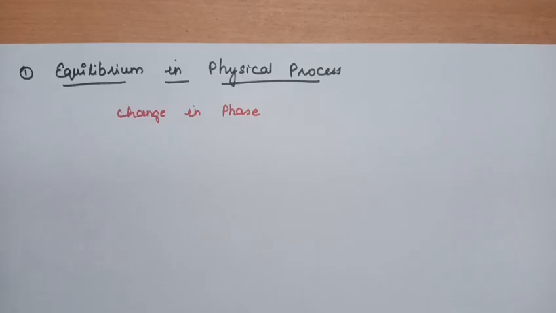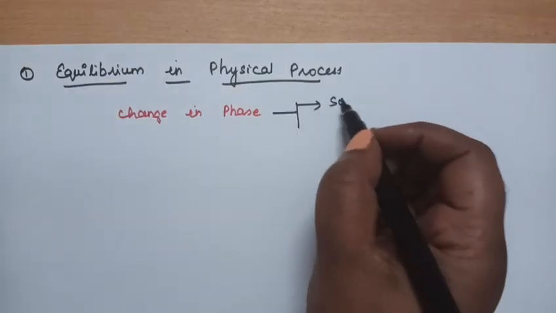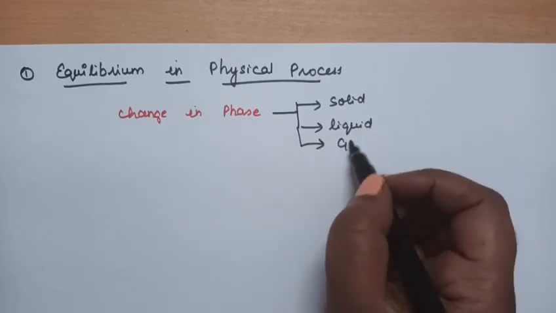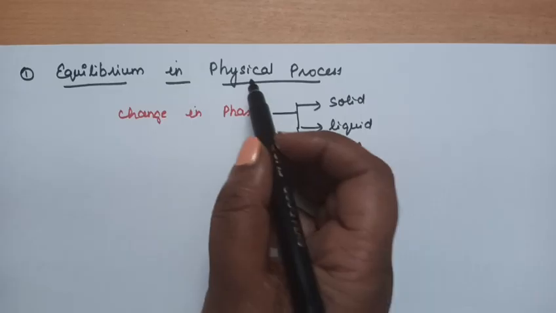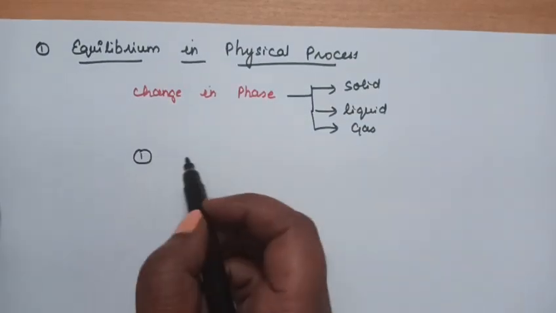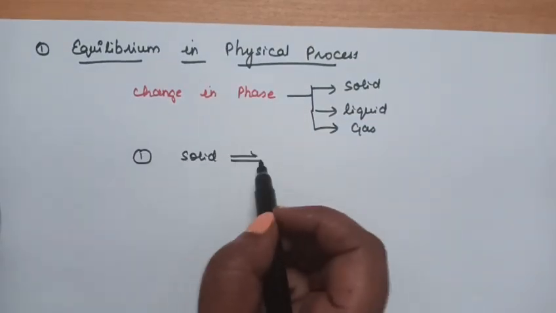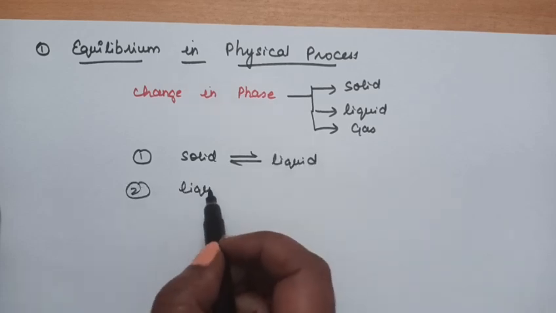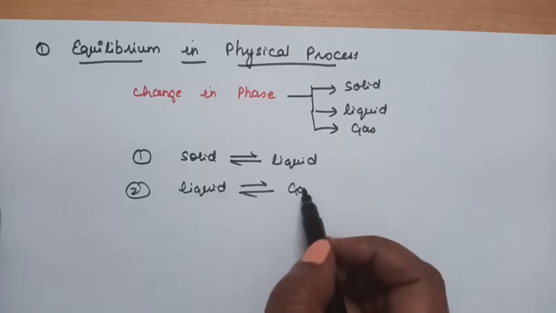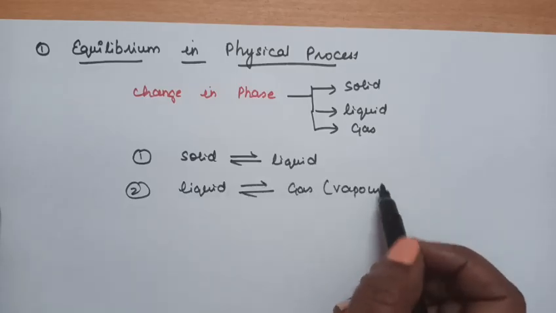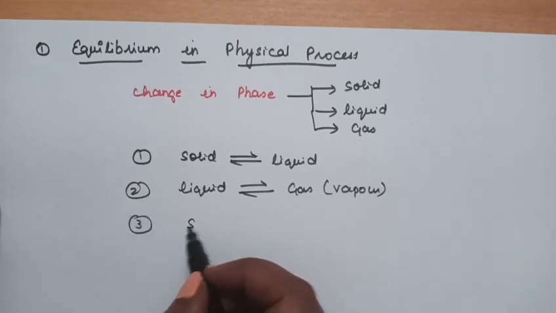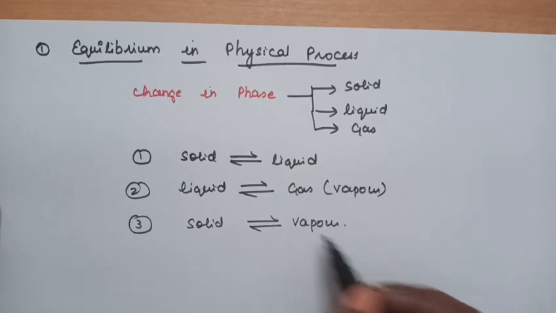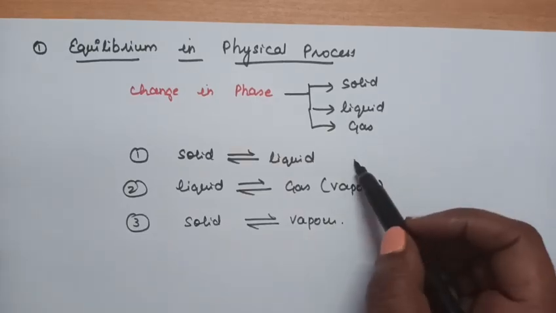So students, you know that there are three phases. One is solid, liquid and then gas. So if there is change in the phase, then it is a physical process. For example, solid changing to liquid. Second is liquid changing to gas or vapor. And third is solid changing to vapor or gas. So these are the three changes we are going to learn.